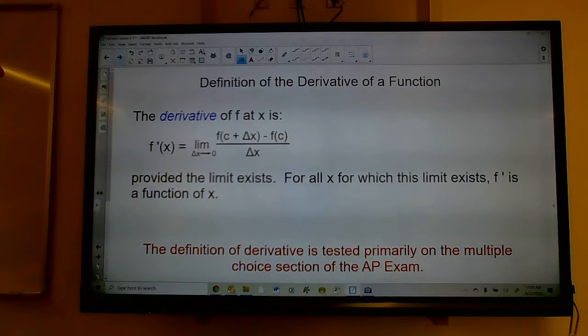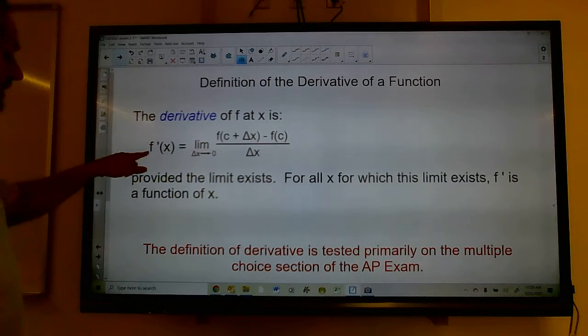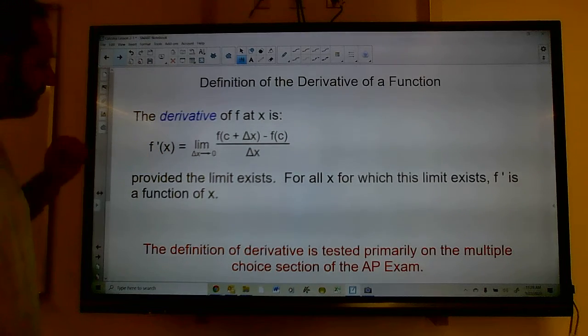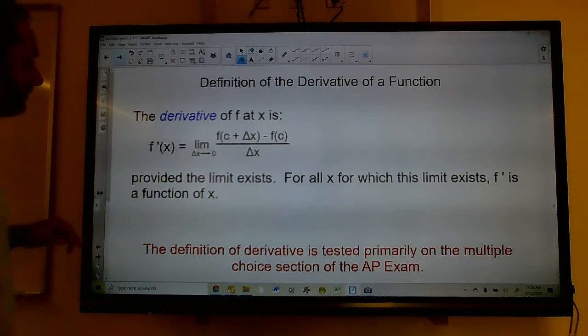Definition of the derivative of a function. The derivative of f at x. This is read f prime of x, or you can just read it as the derivative. This is a symbol for the derivative. There's actually about 4 of them.